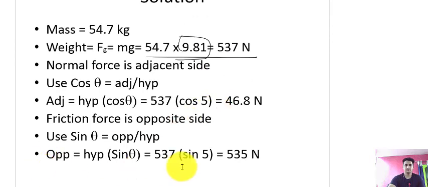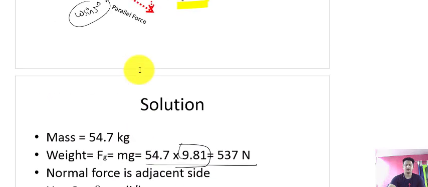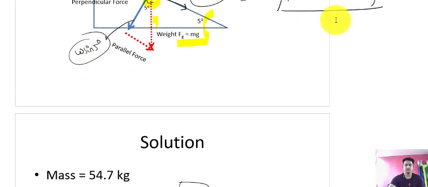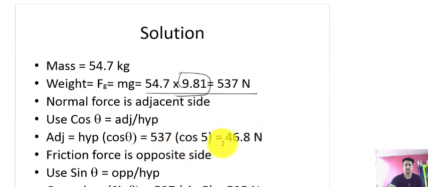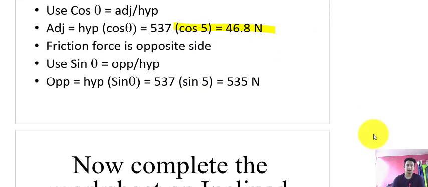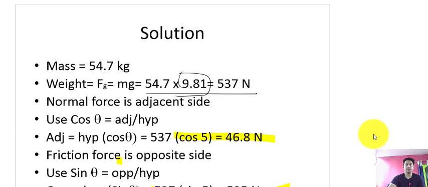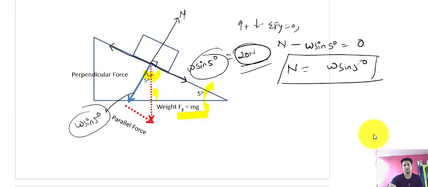The value of W is 537 Newton. Now the normal force will be W and cos 5. W is 537 and cos 5. The value of the normal force is 46.8 Newton, and the frictional force will be the force in the opposite direction of the parallel force, that is, the sine component, W sin 5 degrees. That is it. Now these are the basic numericals. This is how you can resolve the components.